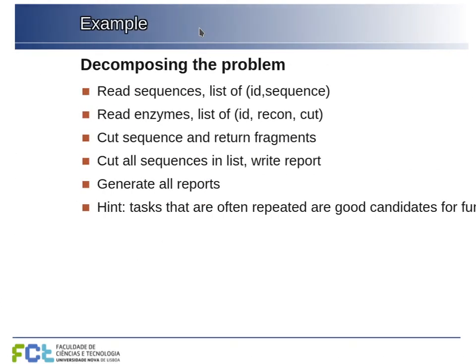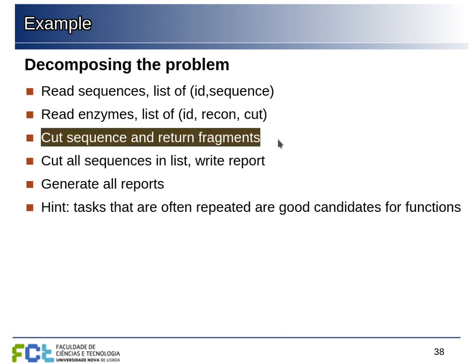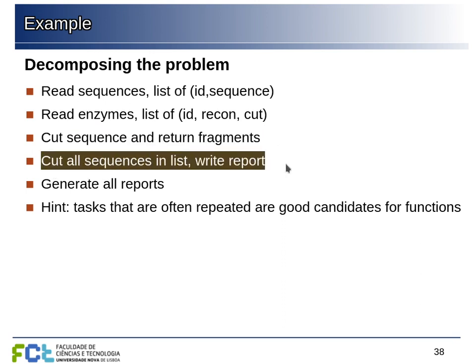So let's go back to our examples and try to decompose the problem. Instead of doing everything in the single monolithic script, we're going to break it down into different parts. We need to read the sequences file and get a list with identifier and sequence for each of the sequences in the file. We need the same thing for the enzymes. We also will create a list with the identifier, the recognition site, and the cutting point indicator. We need to have a function to cut one sequence using one enzyme and return the fragments. And then we're going to cut all the sequences in the list.